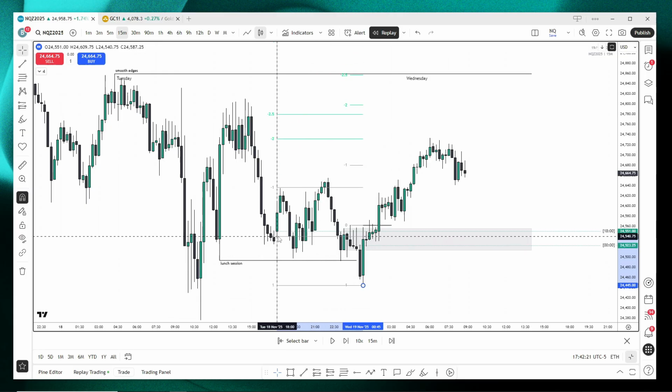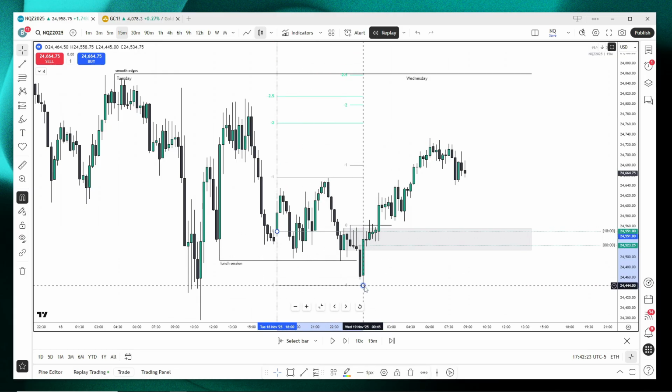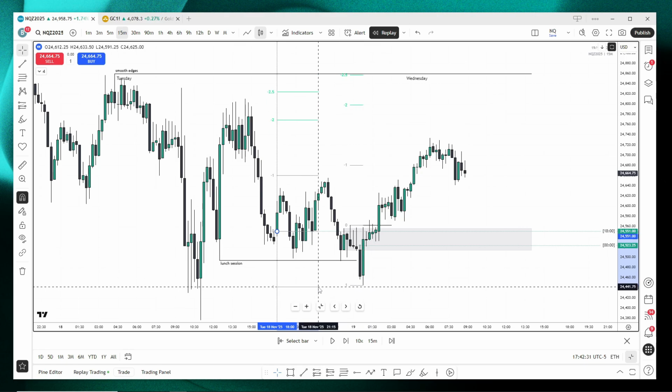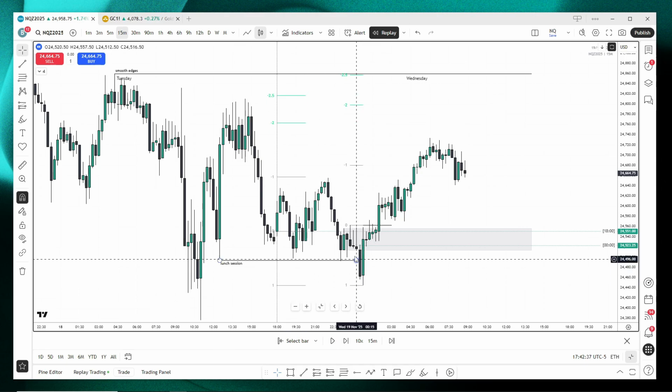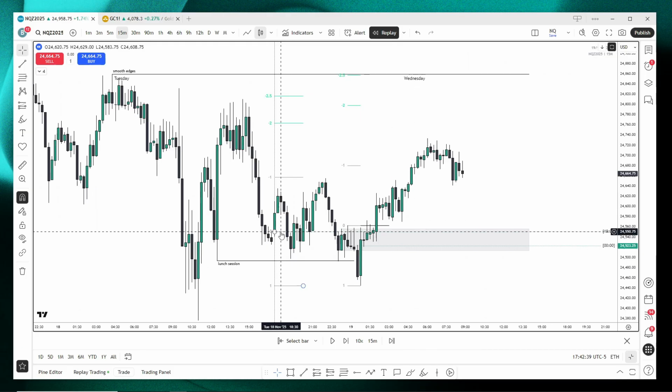And then you can also see that we have this standard deviation projection here, which is the low measuring to the digital open. Now, these are different forms of standard deviations, a little different than your normal breaker block projection. What I'm doing here is essentially measuring the wick of a higher time frame candle.